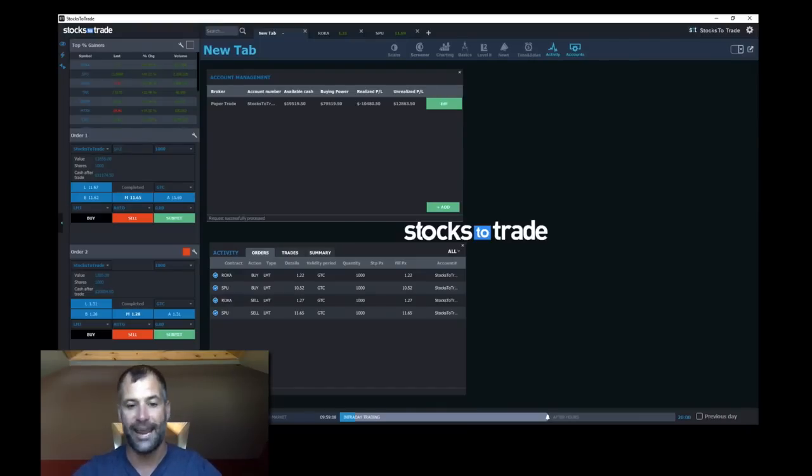You can cancel orders here. You can see your executions here. You've got a whole screen of all the data you need associated with any sort of trading activity.